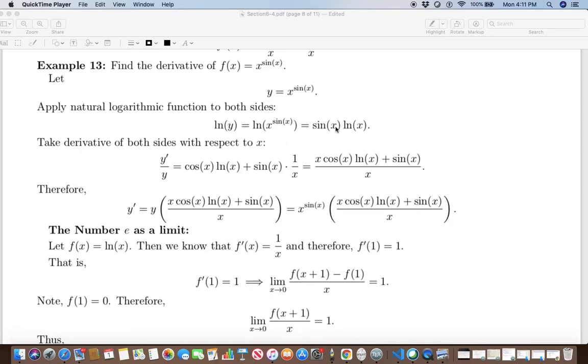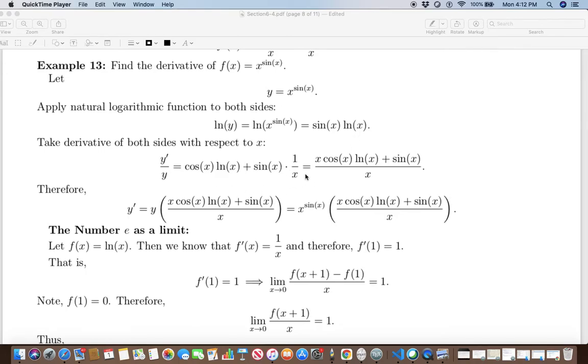Take the derivative of both sides. Derivative of this is 1 over y times the derivative of y. Because we are taking the derivative with respect to x, we need to use the chain rule. y is dependent on x, so 1 over y times y prime. Whereas this calls for the product rule. That's a product, so derivative of sine is cosine, natural log as it is, plus sine as it is times the derivative of natural log, 1 by x.